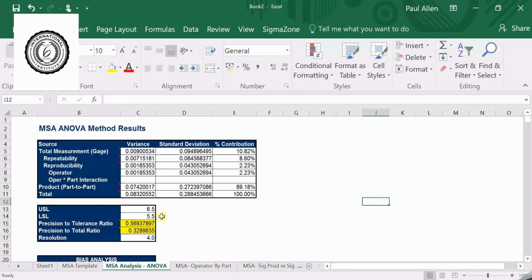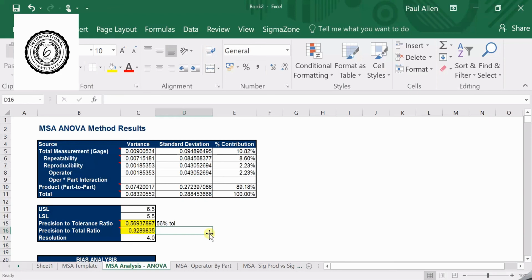Okay, so let's talk about what precision to tolerance is. The way to look at that 0.56 is to think about it as a percentage. 56% of the tolerance is being consumed by measurement error alone. 56% of my tolerance is getting used up by measurement error, so the process has only got 44% left to get into. By the way, these numbers don't look great, but don't think you won't see this with your measurement systems. I see these numbers a lot, certainly in the 40s and 50s, quite a bit.